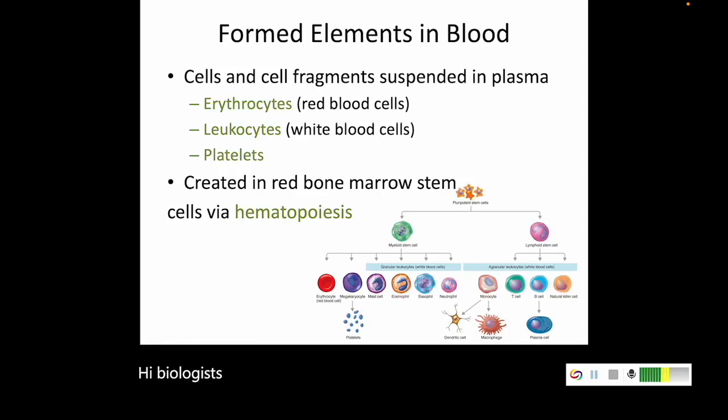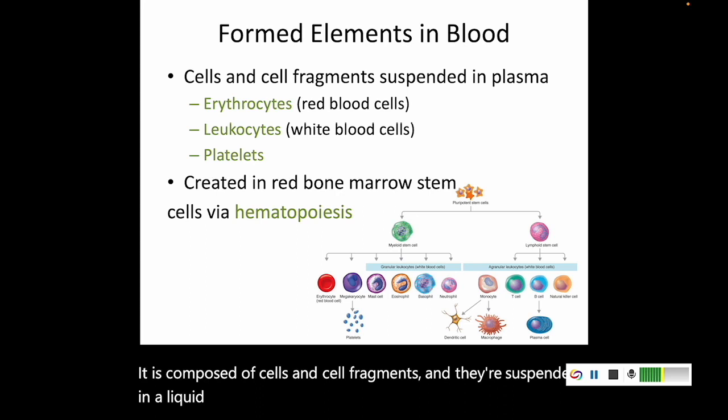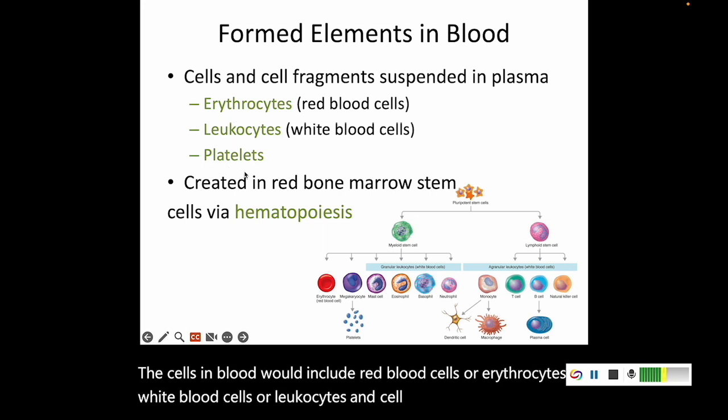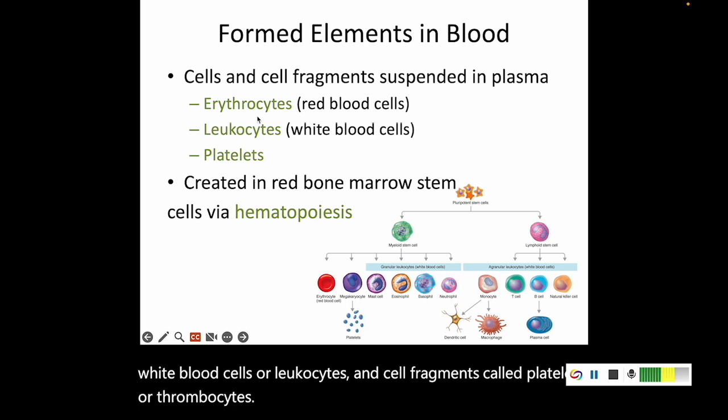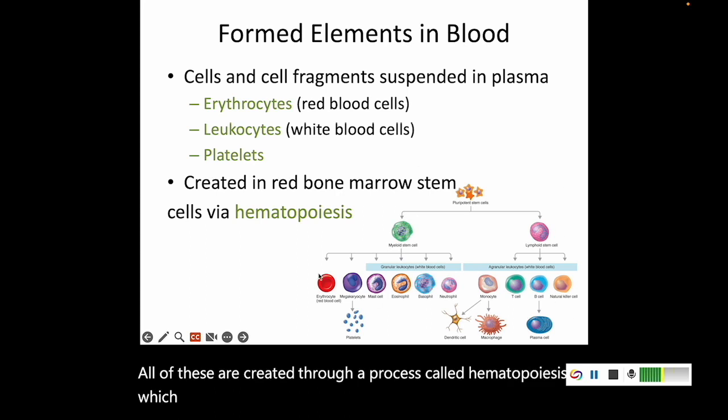Biologists. So let's talk about blood today. Blood is an essential part of our immune system. It is composed of cells and cell fragments, and they are suspended in a liquid called plasma. The cells in blood would include red blood cells or erythrocytes, white blood cells or leukocytes, and cell fragments called platelets or thrombocytes. All of these are created through a process called hematopoiesis, which is diagrammed here, although I'm unlikely to ask you any details about that process.